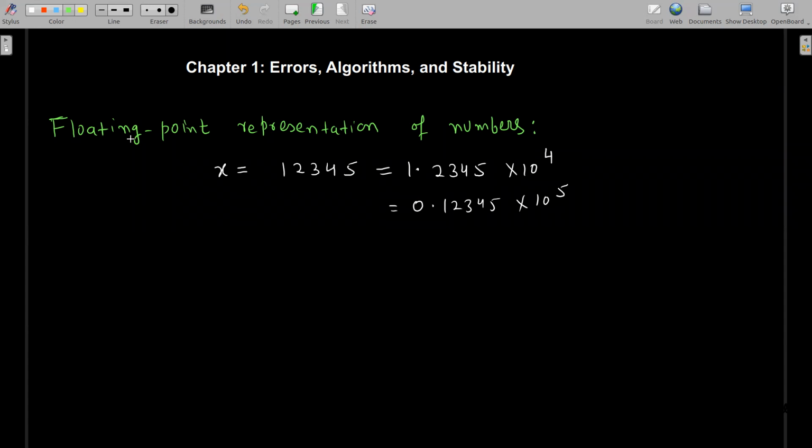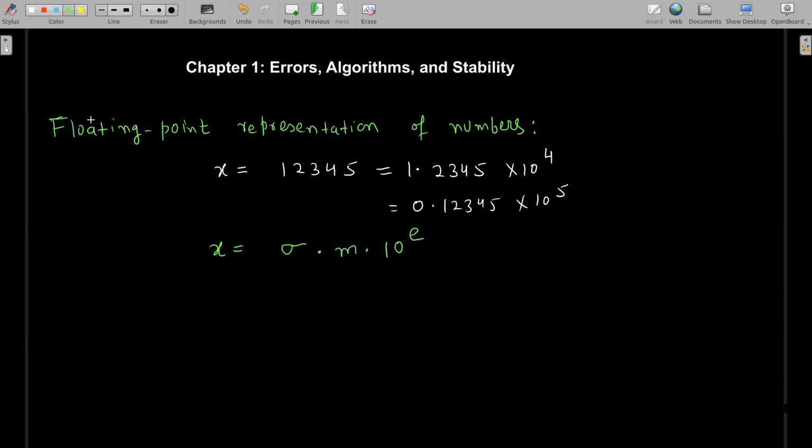So more formally, we write x equals... So what does a number have? A number has a sign, sigma, that can be +1 or -1. Then m, which is called the mantissa. Like here we have 1.2345. So in this number, sigma is +1 and m is 1.2345. And if you are writing the number in base 10, then you have 10 power e.